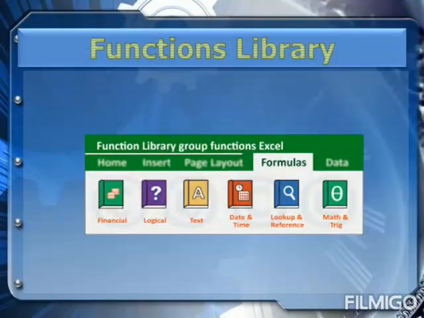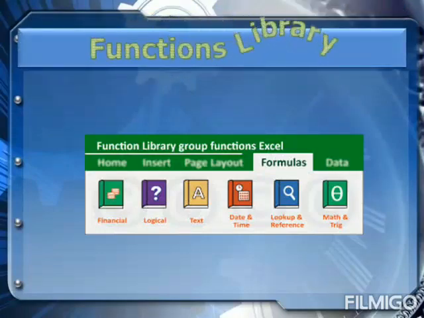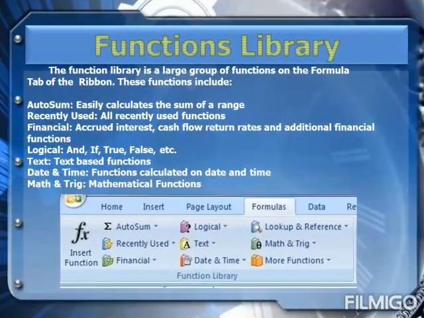Functions library. Functions library is a large group of functions on the Formula tab of the ribbon. These functions include the Autosum function, which we have already discussed. It calculates the sum, average, maximum, minimum, and count. It is the shortcut feature to calculate the basic functions.